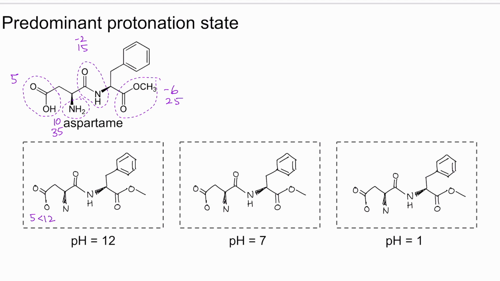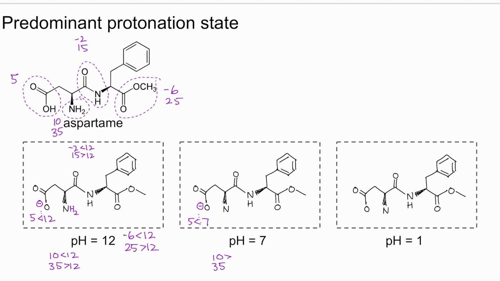5 is less than 12, so this carboxylic acid is deprotonated. 10 is less than 12, but 35 is more than 12, so this amine stays its neutral self. -2 is less than 12, but 15 is greater than 12, so this amide stays its neutral self. And then this ester, we would say -6 is less than 12, but 25 is more than 12, so it stays its neutral self.